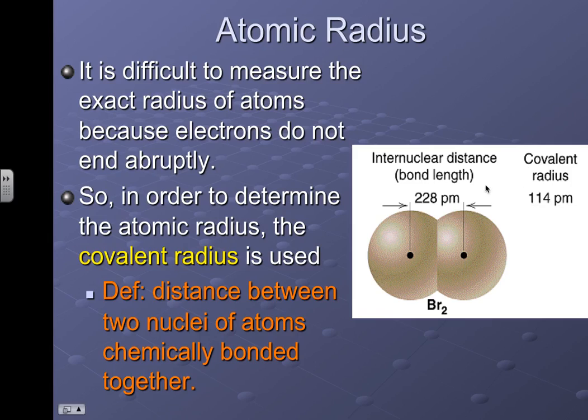So how are those 2 numbers related? Ah, yes, that is half of that, which means that they're essentially measuring from here. Sorry, I lost my cursor. From here to here. So you can see the definition: distance between 2 nuclei of atoms that are chemically bonded together. They have real functional distances to work with instead of this foggy ending. So that's actually how they measure atomic radius, for your information.